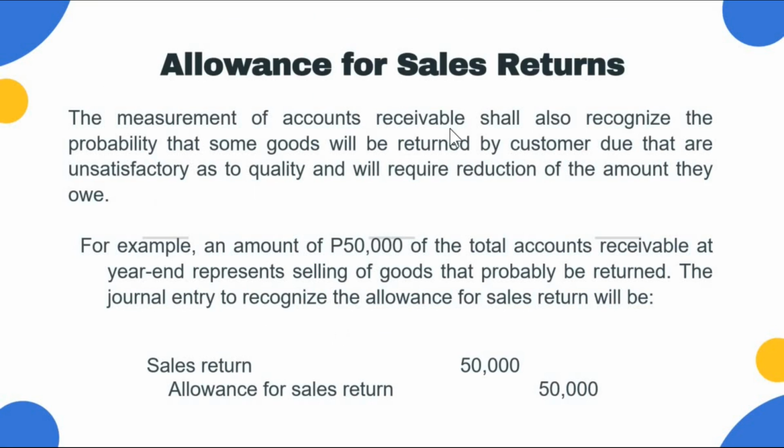So, next in the list is yung allowance for sales returns. The measurement of accounts receivable shall also recognize the probability that some goods will be returned by customers due to goods that are unsatisfactory as to quality and will require reduction in the amount they owe. So, we have here an example: an amount of 50,000 of the total accounts receivable at year-end represents selling of goods that probably will be returned. So, the journal entry to recognize the allowance for sales return will be a debit of sales returns, 50,000, and a credit to allowance for sales returns.